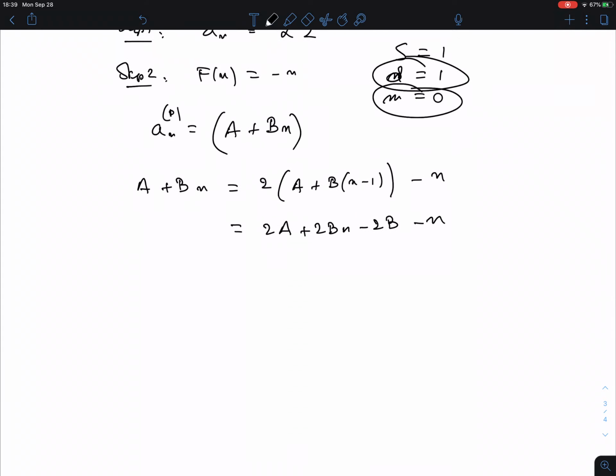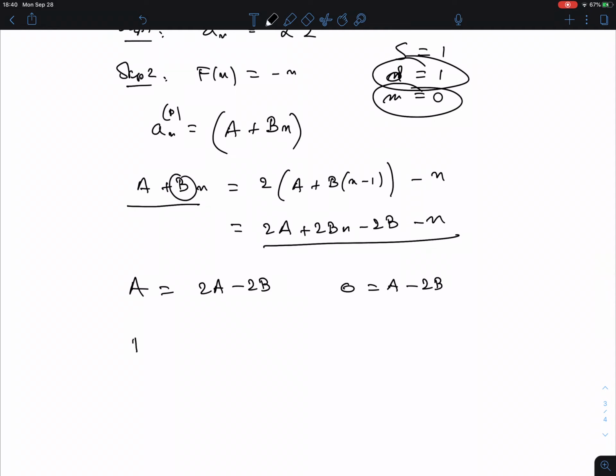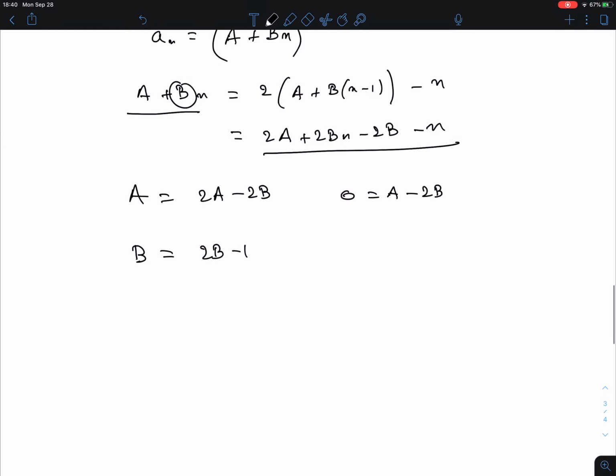And so let's see what are the constants that we have here. Remember what we have to do is we put the constant term of this one equal to the constant term of that one. So a is equal to 2a minus 2b, or if you want, this tells me that 0 is equal to a minus 2b. And then we put the coefficient of the linear term, which is b, and here the coefficient of the linear term is 2b minus 1.